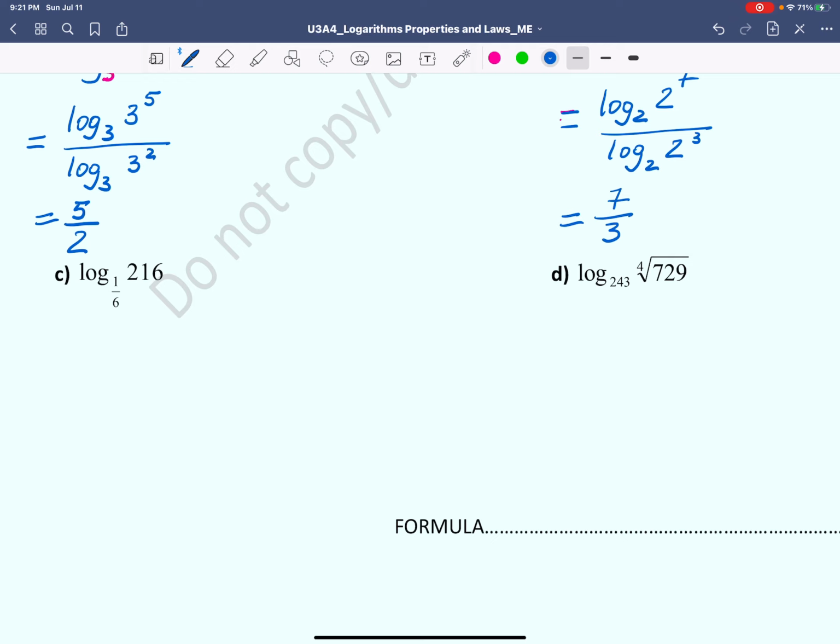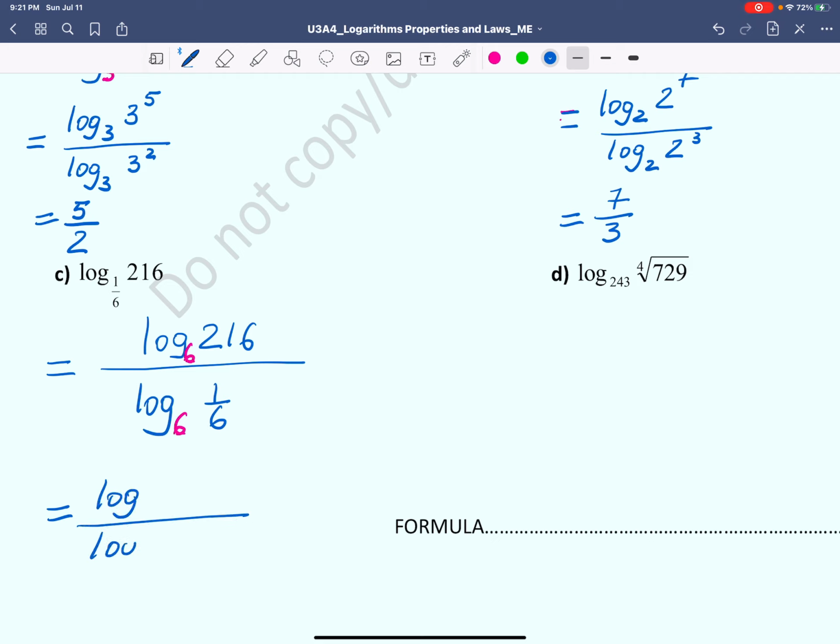We have log with base 1/6 of 216. Again, same thing. Write log in both numerator and denominator. Write the number inside the log in the numerator, the number in the base in the denominator. Think of what number to use for a base in each of them. When I see number 6 in here, the only base I can think of is base 6. And now I will work on making each number inside log an exponential with base 6. The only thing I can think of is that 1 over 6 is 6 to the power of negative 1.